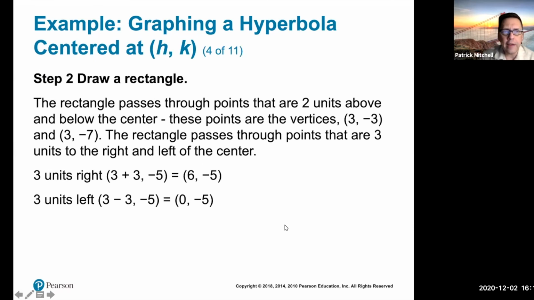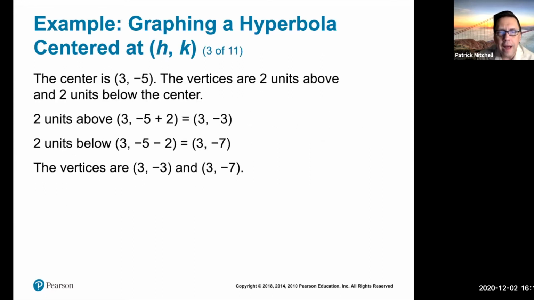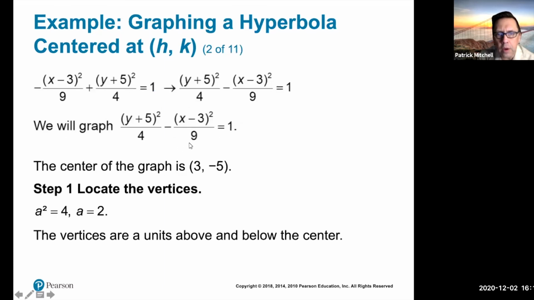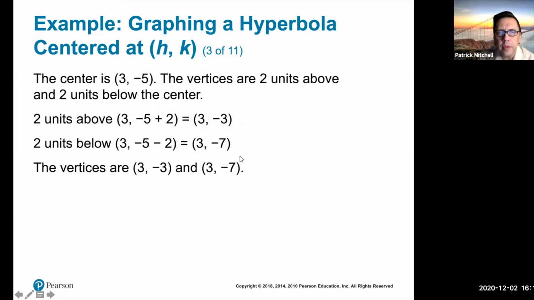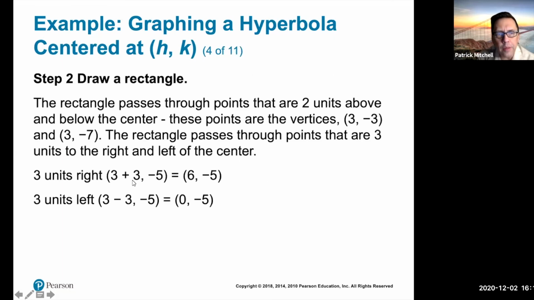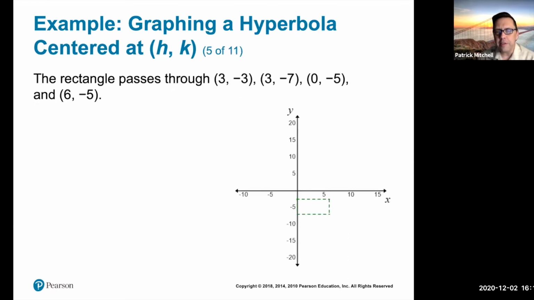Next, we'll draw the rectangle. The rectangle passes through points that are 2 units above and below the center. So we found those points before. Those are the vertices. And it also passes through points that are 3 units to the right and left of the center. And that's because b squared is 9, right? Yeah, b squared is 9, this number right here. All right, so 3 units to the right of the center is the point 6, -5. 3 units to the left of the center is the point 0, -5. All right, so there's our rectangle.